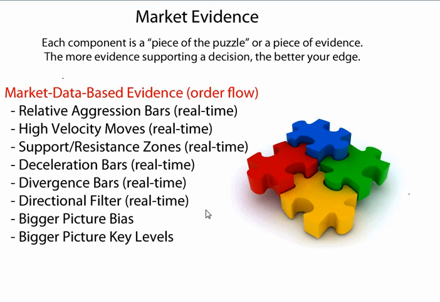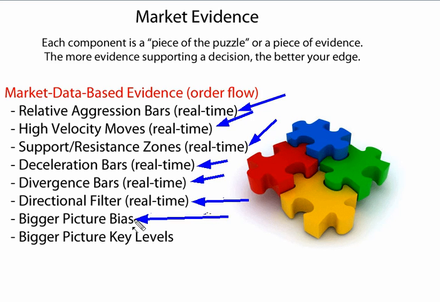If we look at what we have here, again, we've got relative aggression bars showing us that buyers are in control. We don't have any high velocity moves. We've got a support zone showing us that it's a good place to be a buyer. You can wait for confirmation of divergence or deceleration as well. We've got the filter that is bullish. Our bigger picture bias is bullish, and we have an area of bigger picture support.